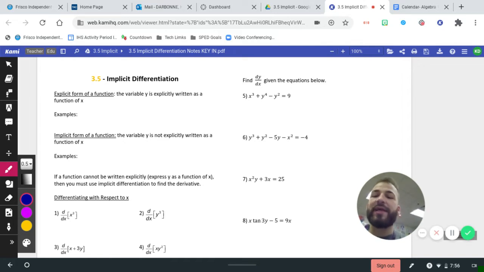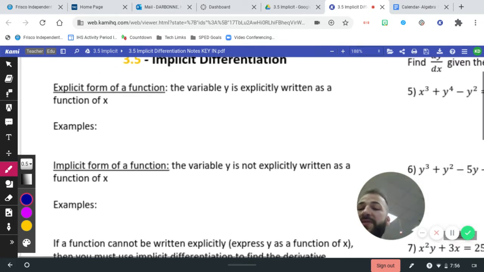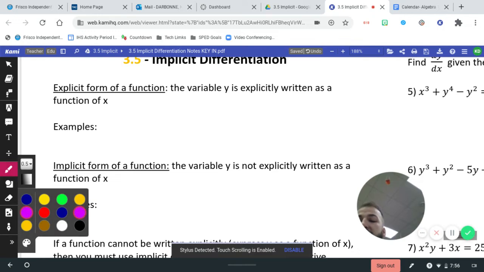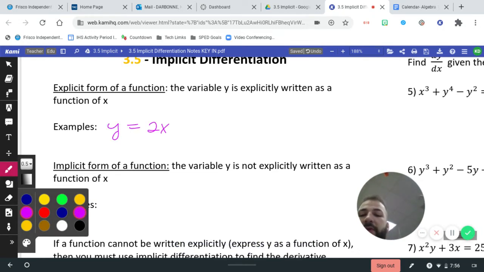So before we can get that, let's talk about the difference between an explicit form of a function and an implicit form. The explicit form is when the variable y is explicitly written as a function of x, which just means y is by itself. So our explicitly written function would be like y is equal to 2x plus 3. Something nice and simple. y is by itself. It makes a lot of sense.